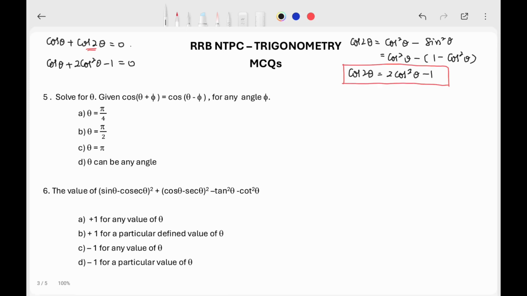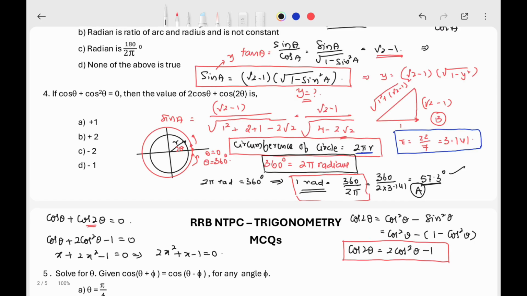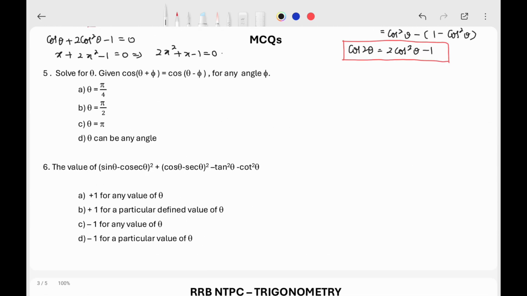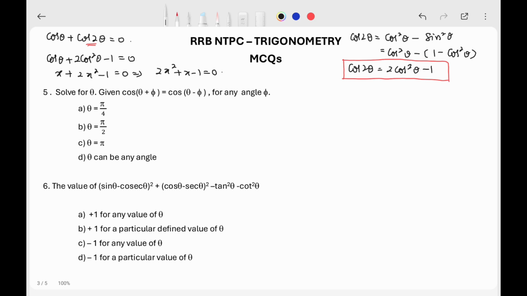This is nothing but, let us say, x plus 2x square minus 1 is equal to 0, that is 2x square plus x minus 1 is equal to 0. Do you agree to this? Solve it.